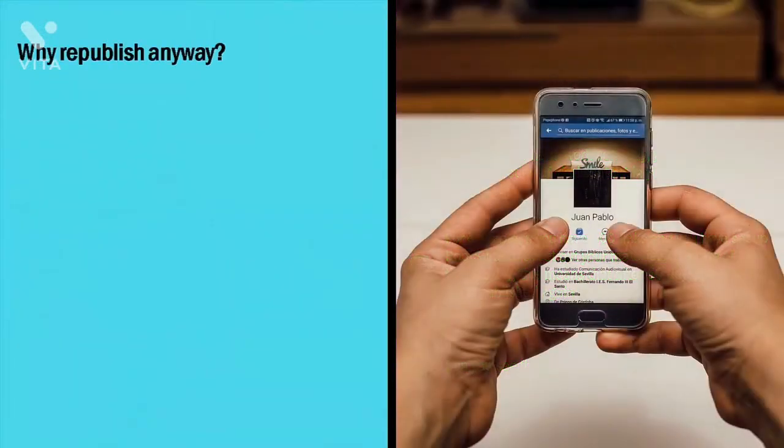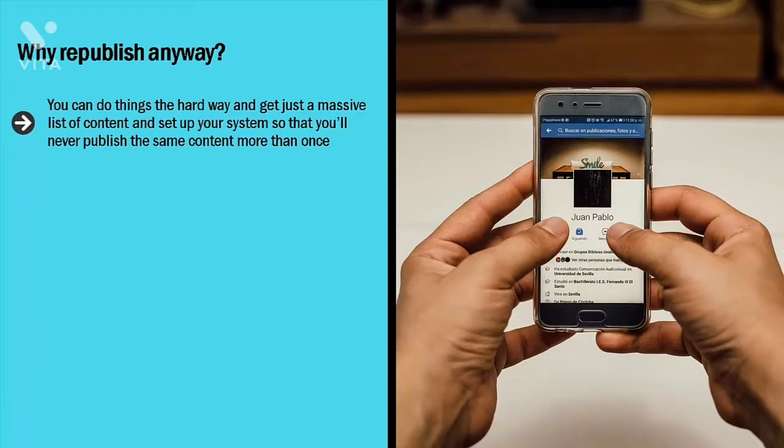Why republish anyway? You can do things the hard way and get just a massive list of content and set up your system so that you'll never publish the same content more than once. You're more than welcome to do that. It takes a lot of work, time, and effort. A lot of people don't do things that way. Instead, they would rather republish. As long as you have enough materials to recycle, you should be fine. If you're going to be republishing once every 2 months, that should be safe.